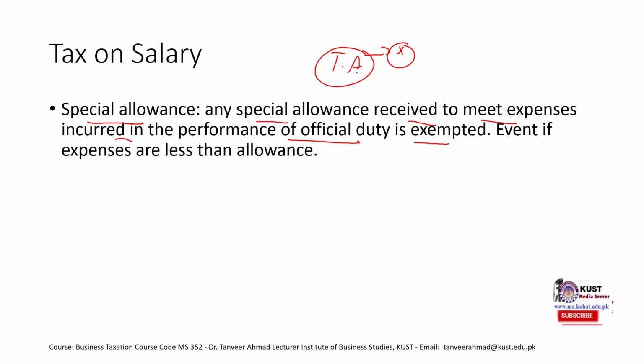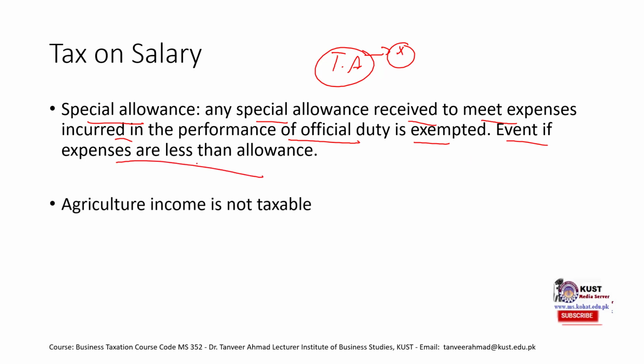Even if he does not spend all the allowance that he is getting on the travel, if he is spending 50% of that allowance on traveling, even then this whole traveling allowance is exempted, even if expenses are less than the allowance. Agriculture income is not taxable. Okay, so these are some of the exemptions. There is a whole chapter on exemptions in our book and in the income tax ordinance, but we have just covered the aspects that we normally have to encounter.